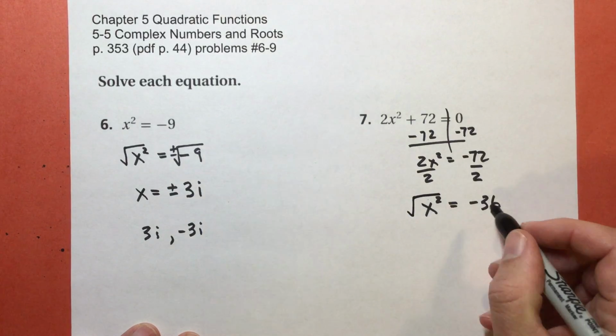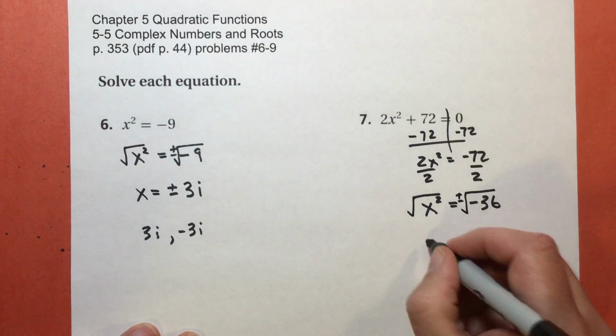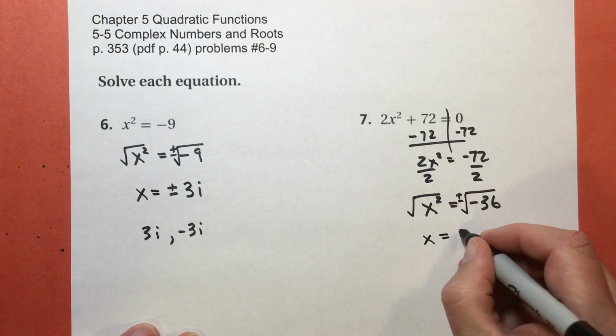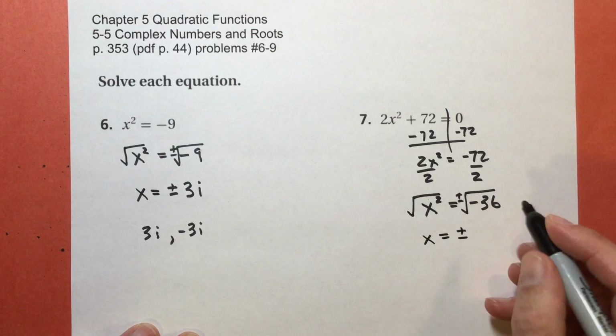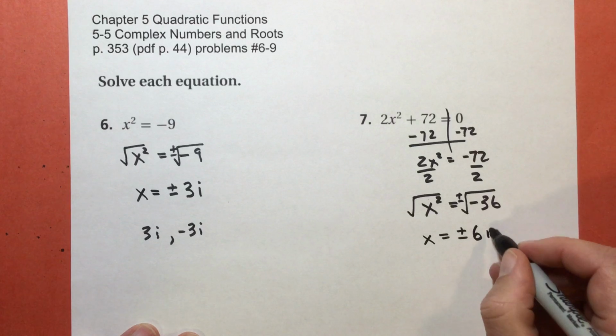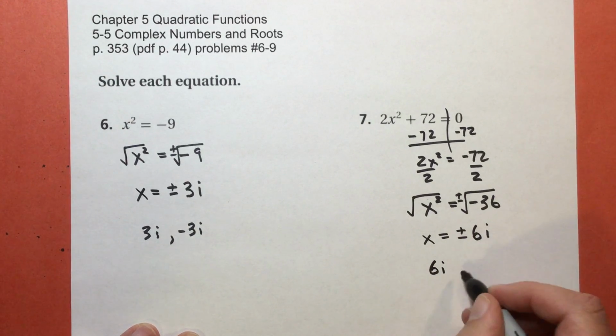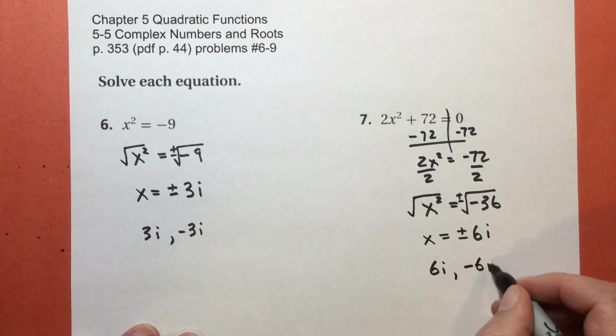I'm going to take the square root of both sides. Don't forget, one positive, one negative. And I get x equals one positive, one negative. Square root of 36 is 6. Square root of -1 is i. So that tells me that my roots are 6i and its complex conjugate, -6i.